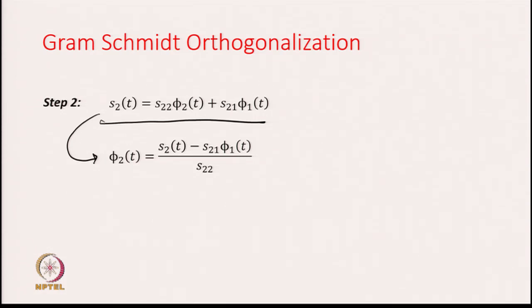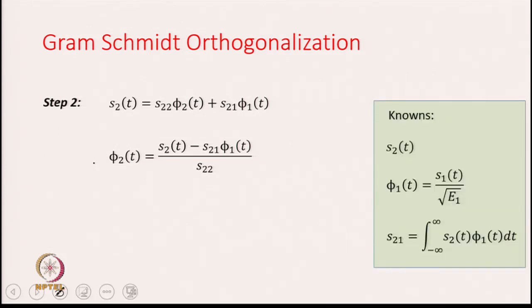So, let us see if we have all the knowledge available to construct this phi 2 t. In this equation we already know s 2 t, because it must be given. We already have learned what is this phi 1 t. Phi 1 t we have obtained in terms of s 1 t. s 2 1 is also known. If s 2 t is known and phi 1 t is known, s 2 1 is also trivially calculated by taking the inner product of s 2 t with phi 1 t. This is a straightforward thing. What is unknown is this s 2 2.